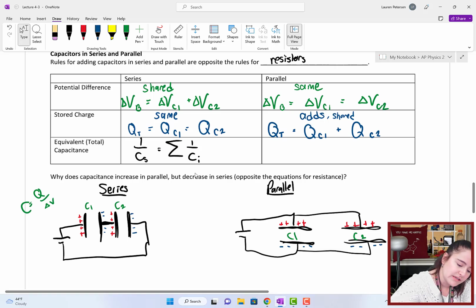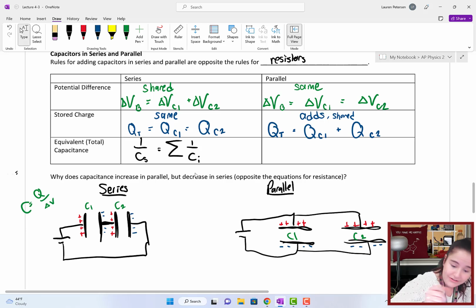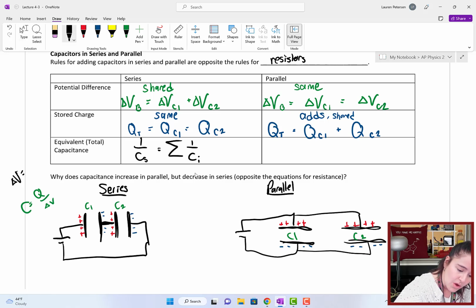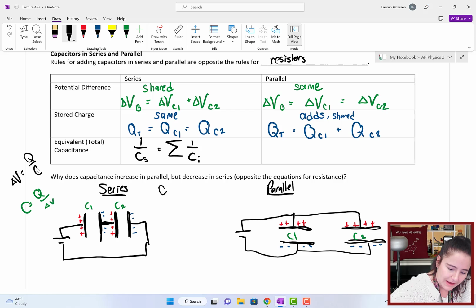And you could see it also here if we were to reorganize this equation and solve for the voltage. We get Q over C. So you can see that total capacitance would be on the bottom. So the voltage of the battery would be Q total over C total, which equals Q of C1 over C1 plus Q of C2 over C2.